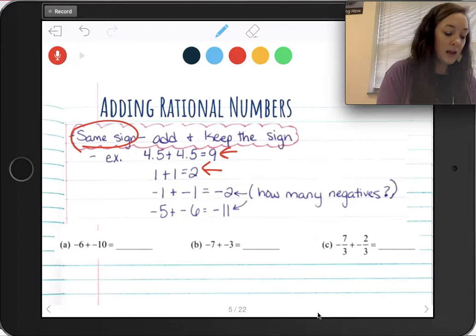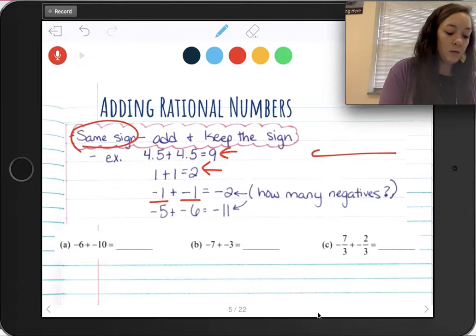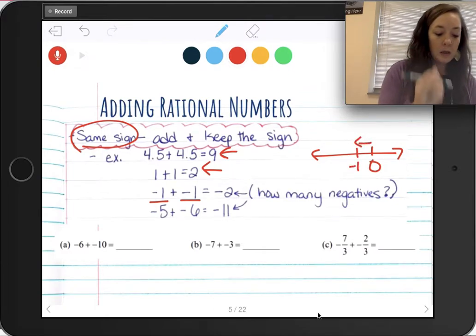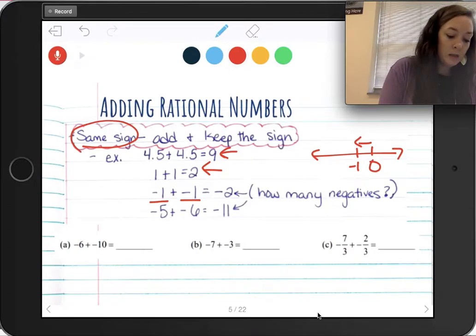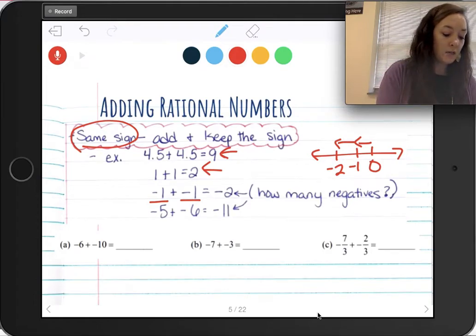But now I have a negative 1 plus negative 1. Okay, so let's think about this. If I have a number line, zero's here, I've got negative 1, so I've got this many negative 1s. And I take away 1, or I have negative 1, that gives me more negative. So how many negatives do I have? That would be negative 2. All right? So negative 2.